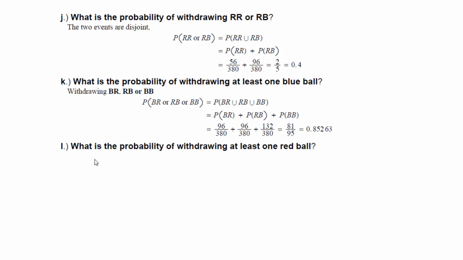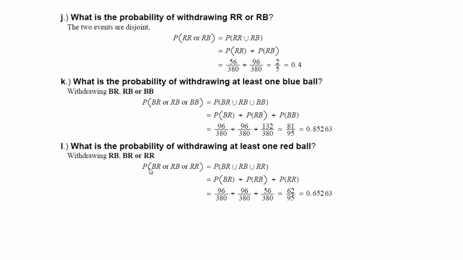Again, what is the probability of withdrawing at least one red object? We can either withdraw red-blue, or blue-red, or red-red. Each of these events contains at least one red object. These events are disjoint, so the probability of their union is equal to the probability of each event individually, and we add them together and we get 0.65.